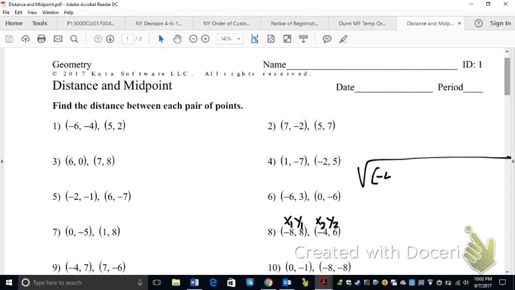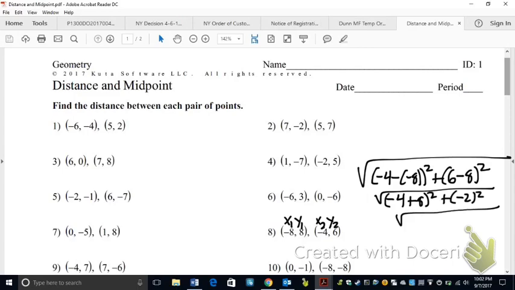So, what we're going to do, x2, negative 4, minus x1, negative 8. So we have negative 4 minus a negative 8 squared, plus y2, 6, minus y1, 8 squared. So we're just going to run the algebra through. Negative 4 plus 8 squared plus negative 2 squared. That's going to give us 4 squared plus 4, 16 plus 4, or the square root of 20. Now here, that's a fine answer. Okay, so you can be done with the square root of 20.